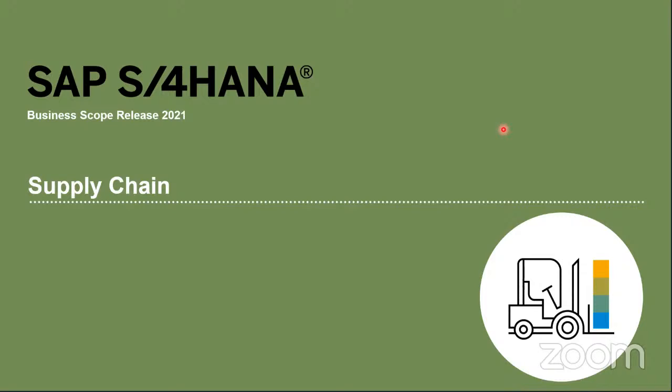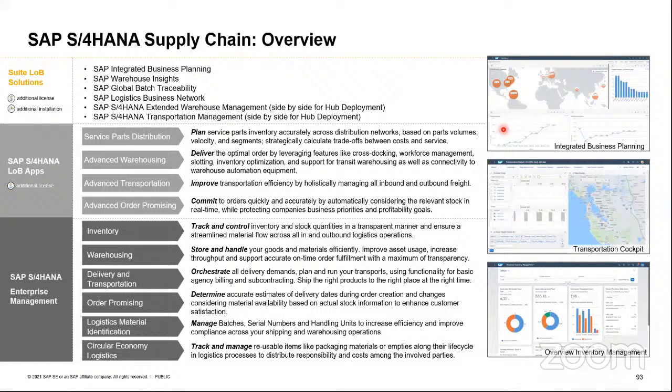SAP S/4HANA supply chain, an overview. So you have your core supply chain topics here: inventory, warehousing. When I say warehousing here, I mean the warehousing that is available as, I think it is LAWM, as a component, core warehousing functions that are there in ERP. And then delivery and transportation, what technically was referred to as LE-TRA, equivalent functionality.